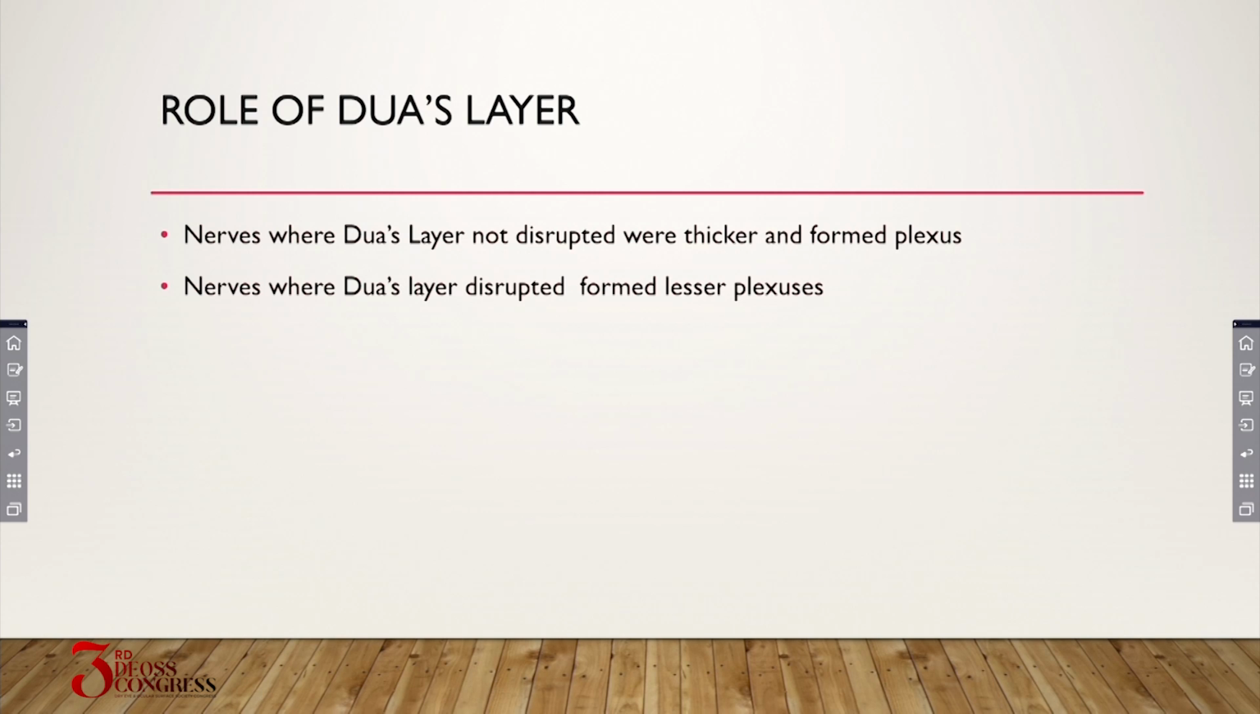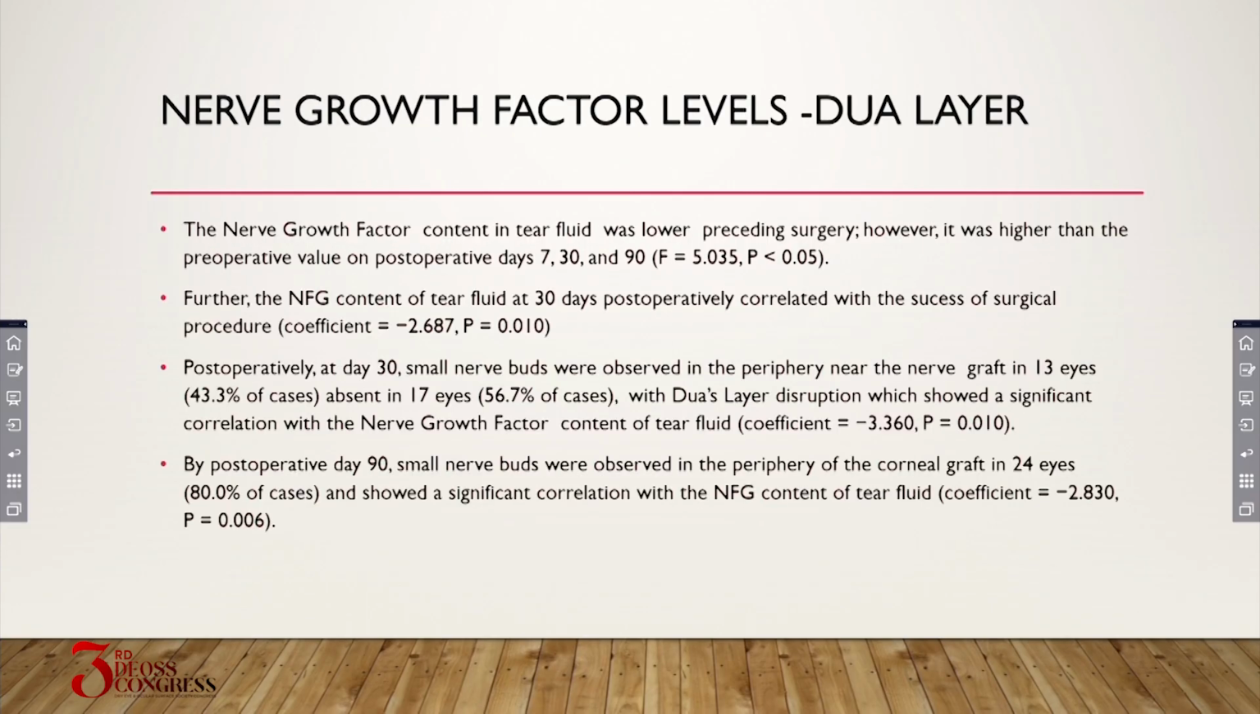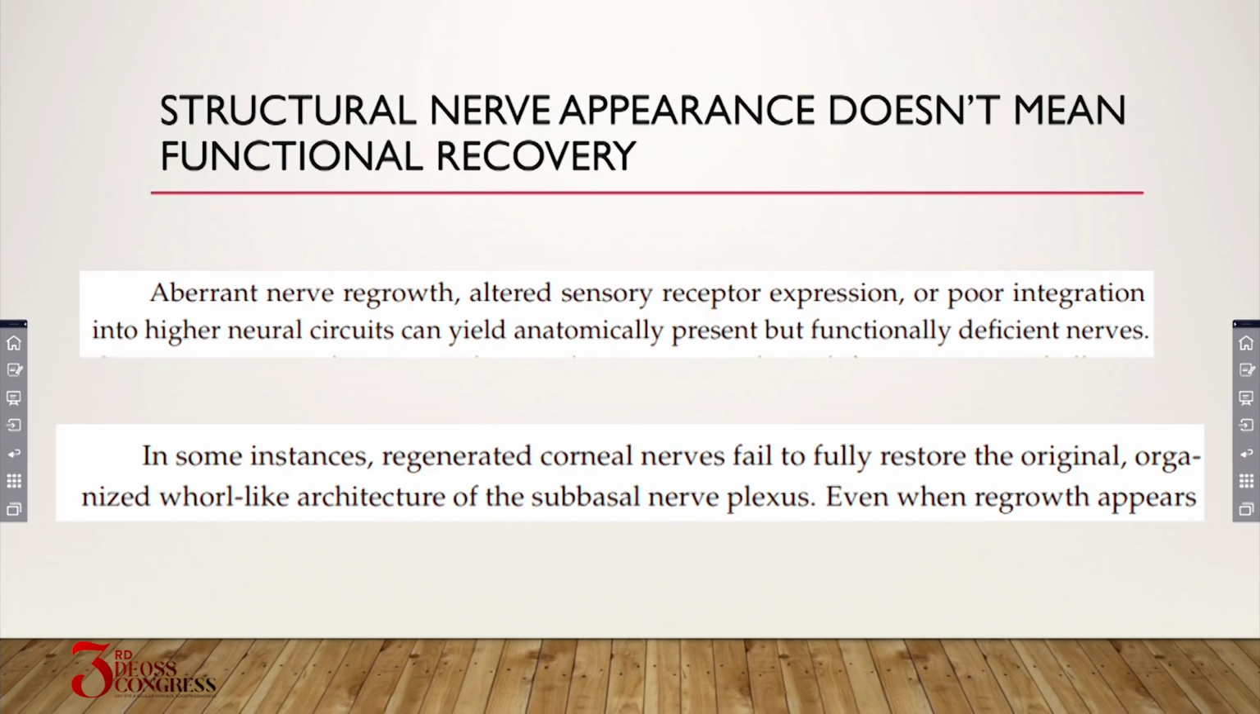What is important here is the role of the DEOSS layer. The subplexus nerve fiber grows over the matrix support of the DEOSS layer. If by chance while doing the neurotization you have damaged the DEOSS layer, there is absolutely no help that is going to happen to the patient. We did nerve growth factor assays in the tears, and this is what we found, that if the DEOSS layer is disrupted, it is gone. You look at the anesthesiometer and structure and function don't match. These are some of the results.